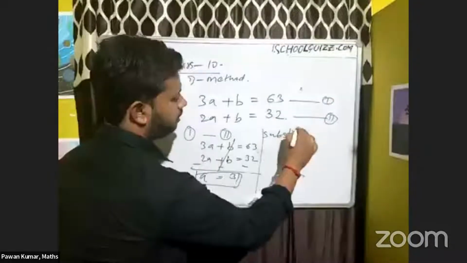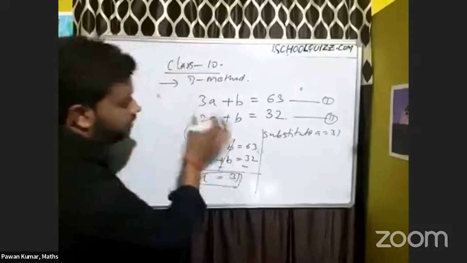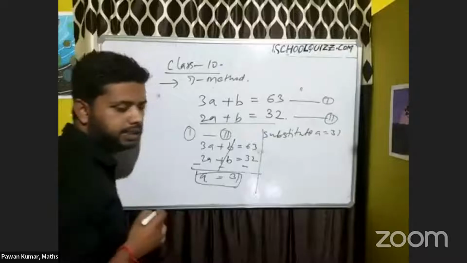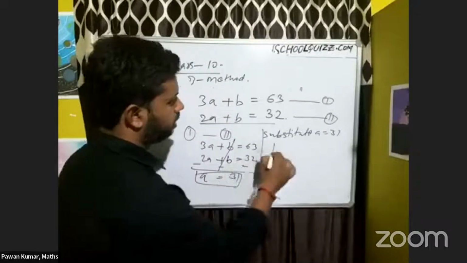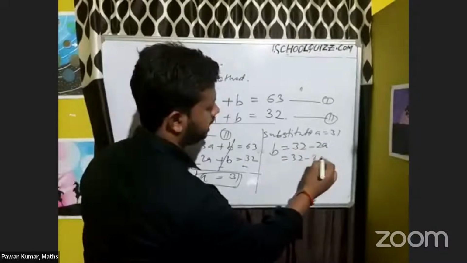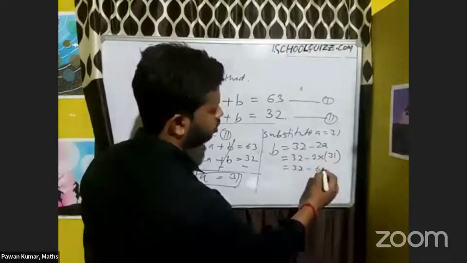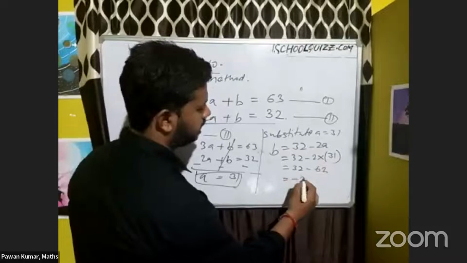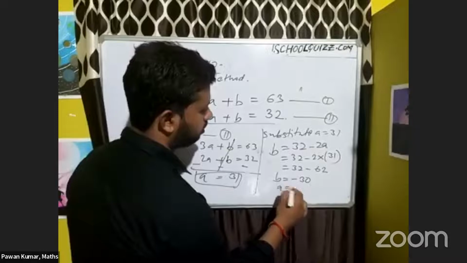So a equals to 31. Now substitute a equals to 31 in any one of the equations. So आसान कौन है? ये छोटा वाला दिख रहा है. This will be easy as compared to 63. तो मैं क्या करूंगा, a की जगह मुझे 31 ही तो करना है. b equals to I can take 32 minus 2 of a. So 32 minus, a की जगह पे क्या करना है, 31 करना है. So 32 minus this is a 62. So 32 में से 62 जाएगा तो कितना बचेगा, 30. b equals to 30, a equals to 31.